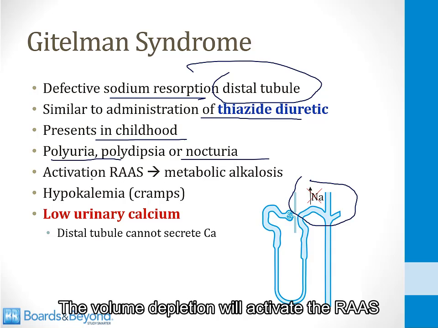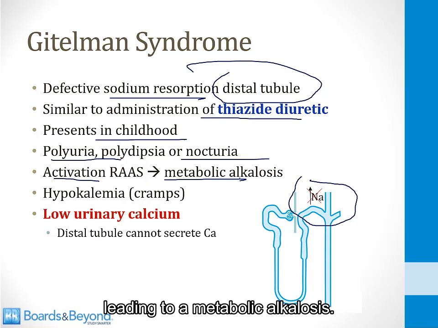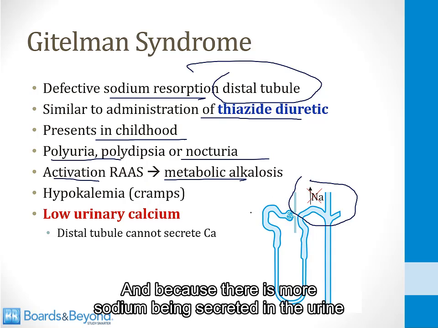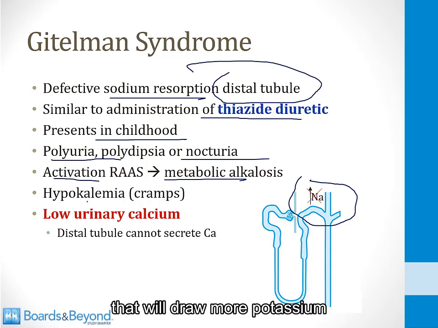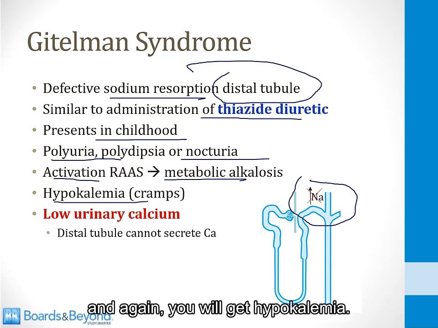The volume depletion will activate the RAS, leading to a metabolic alkalosis, and because there is more sodium being excreted in the urine, that will draw out more potassium, and again you will get hypokalemia.